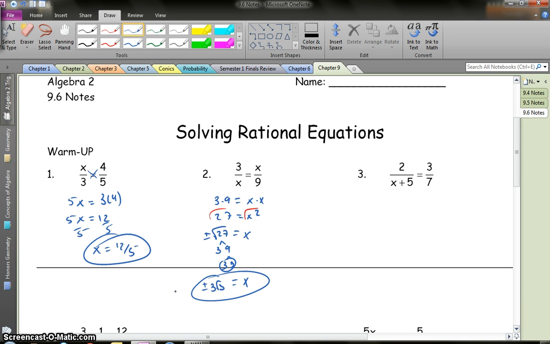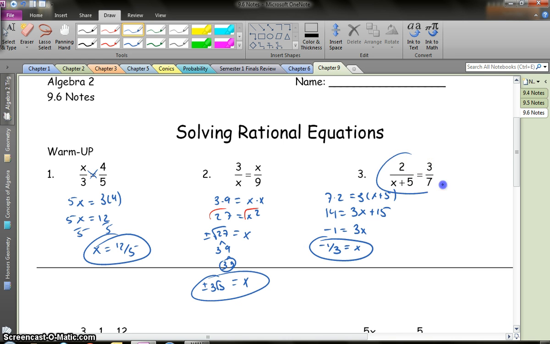All right, now over here, we would have 7 times 2 equals 3 times the quantity x plus 5. So 14, distribute your 3. Subtract 15 to get negative 1. Divide by 3, so x would be negative 1/3. Now, when we get into rational equations, there's going to be one catch to this.